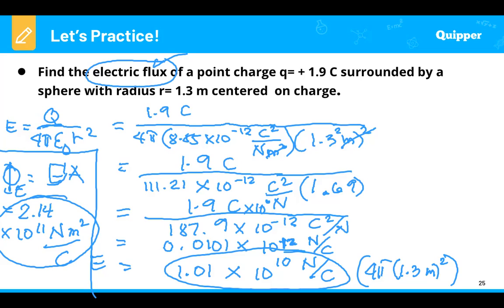Okay, last example na tayo ha. Last example, and that one is about the cylinder naman tayo. Okay, so tapos na tayo sa sphere, tapos na tayo sa general ng Gauss's law. Okay, and then yung cylinder naman tayo.